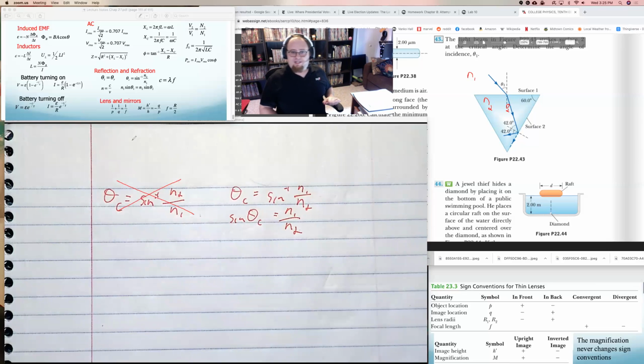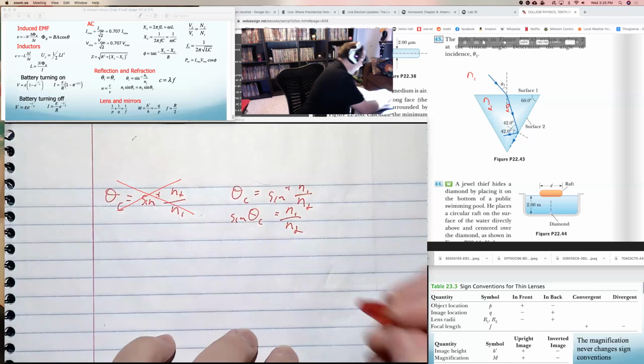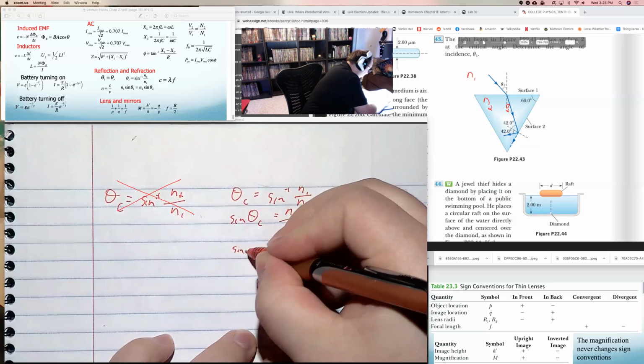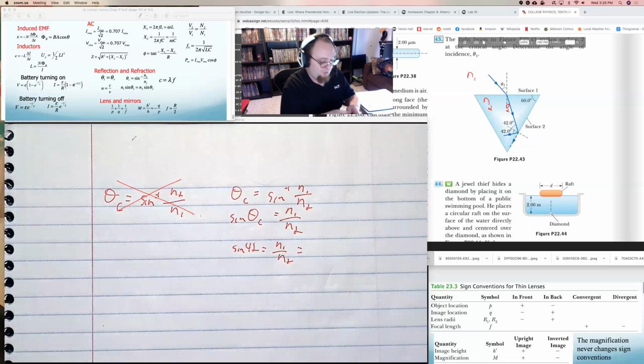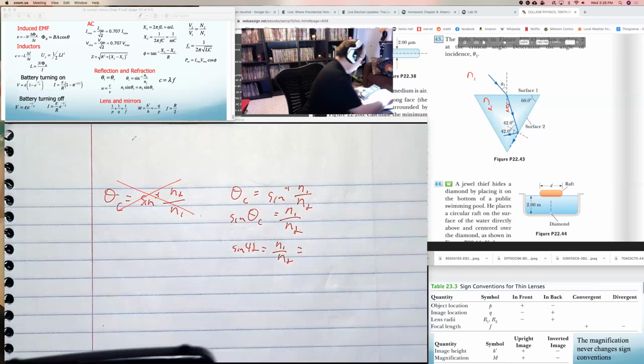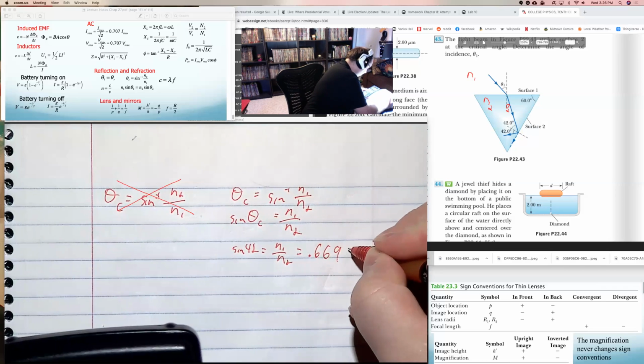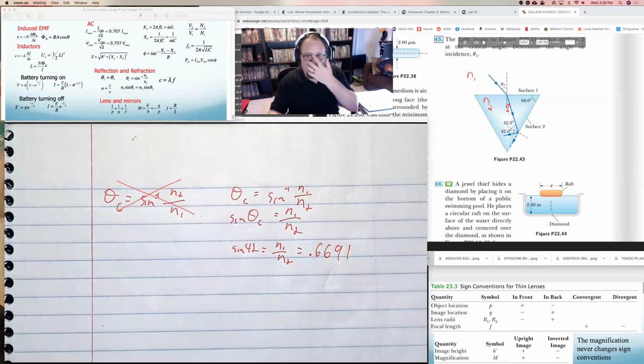I'm going to use that in a tiny bit. Keep in mind, we know the critical angle, it's 42 degrees. Actually, no, I won't hold on to it yet, I'll just do it. So the sine of 42 equals n1 over n2, which is 0.6691. Okay, now here's where it gets tricky.